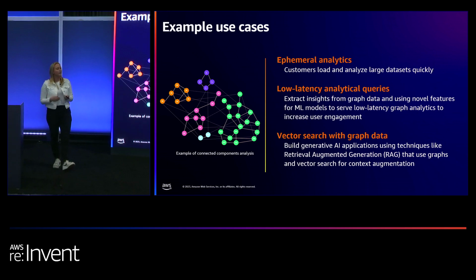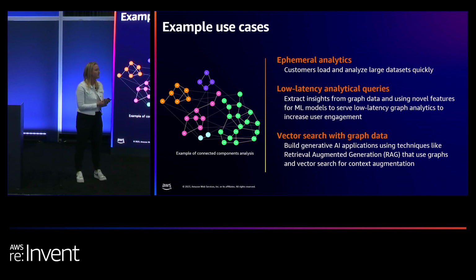I'm going to give you a quick overview of the 3 main types of use cases that our early customers have been building with Amazon Neptune Analytics, and then we're going to dive into a demo. I'm going to show you how to build a graph, and then show you how to work through some graph algorithms, and we're going to do some vector search up here as well.